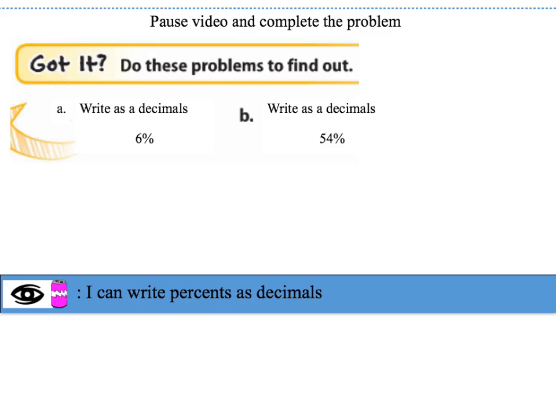So pause the video and complete these Got It problems, and we will discuss the answers in class tomorrow. Notice I have two Got It problems. Here's Got It problem A and Got It problem B. And please be sure to show a diagram to visually show what these percentages look like. It could be a tape diagram, or it could be a 10 by 10 grid.